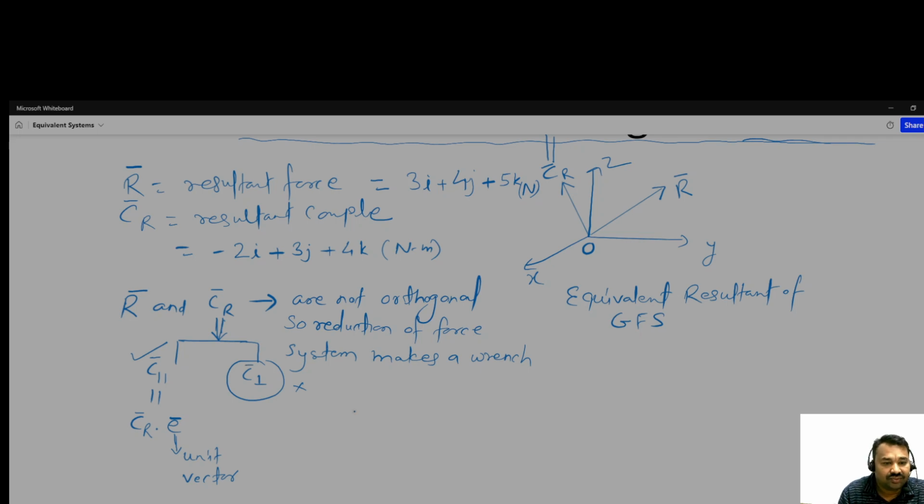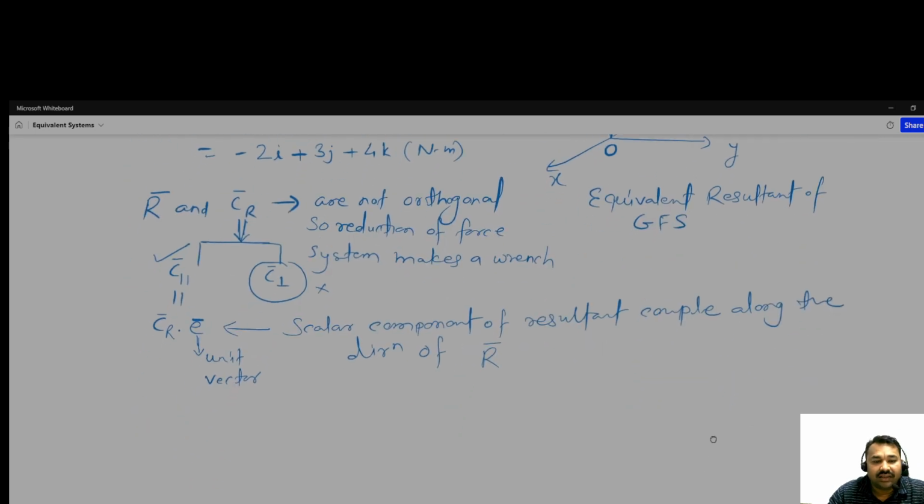So this we get, and this is in the form of the scalar component of the resultant couple along the direction of the resultant R.